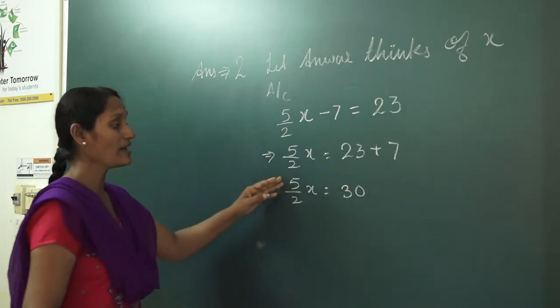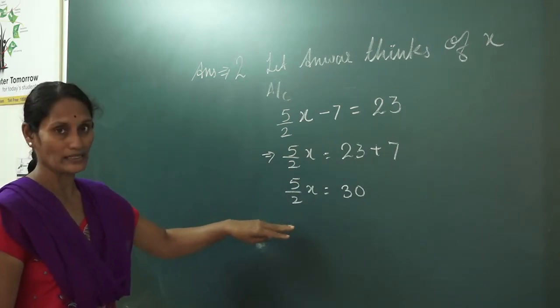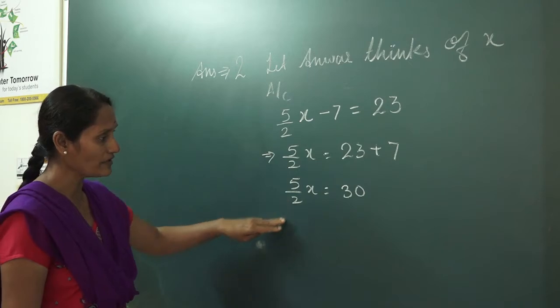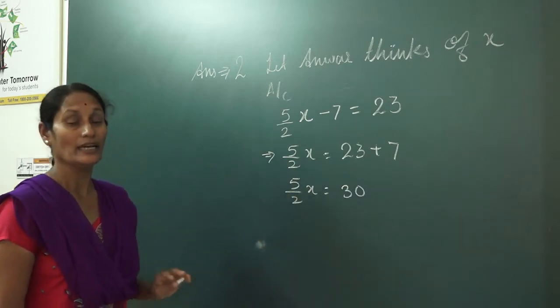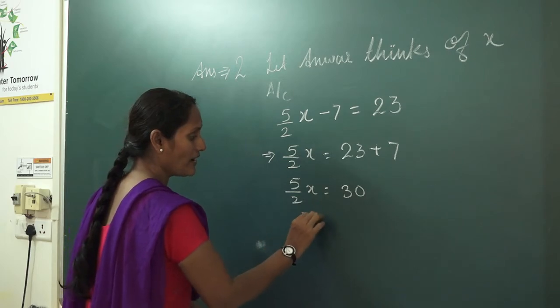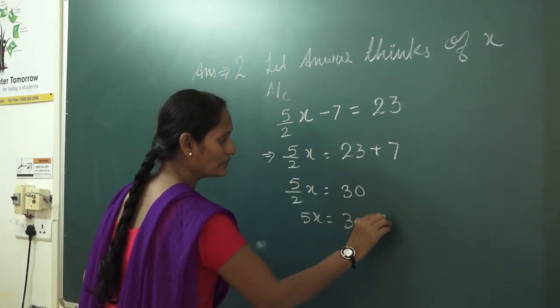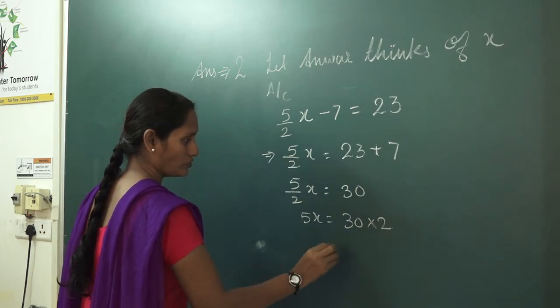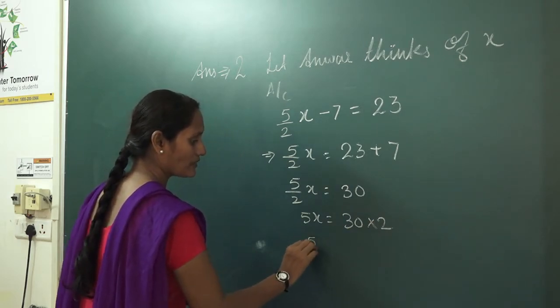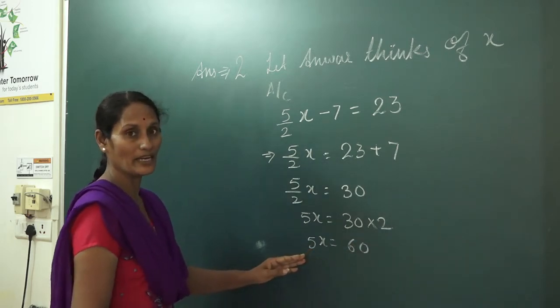Now in 5 by 2, if you see, 2 is in division form, according to the place. So when it is transposed to that side, it will become multiplication. So students, 5x equals 30 into 2, which is going to be 60.